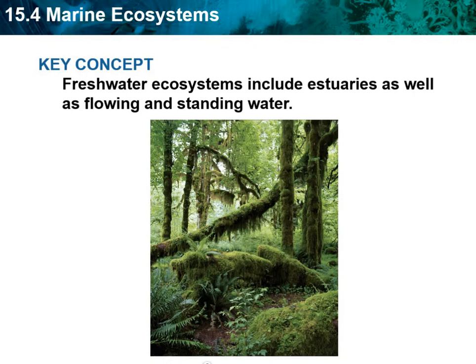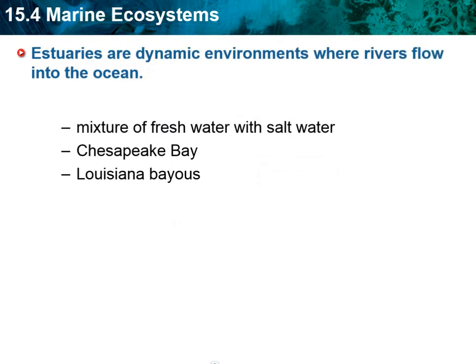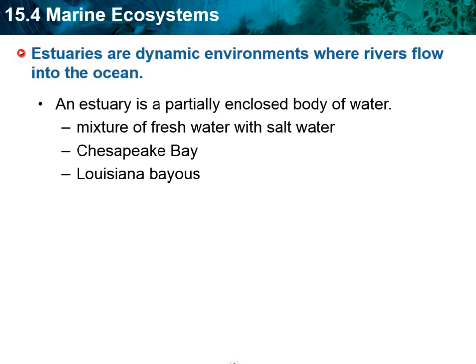So moving on to section 5, which is talking about the freshwater ecosystems. The first one that we're going to look at are the estuaries, and estuaries are going to be the area where you're going to have a river meeting up with the ocean. And so it's going to be a mixture of fresh and salt water. So a good example of one is down in Louisiana, the bayous or the Chesapeake Bay. Those are examples of estuaries.